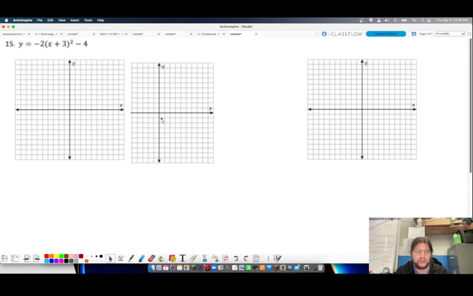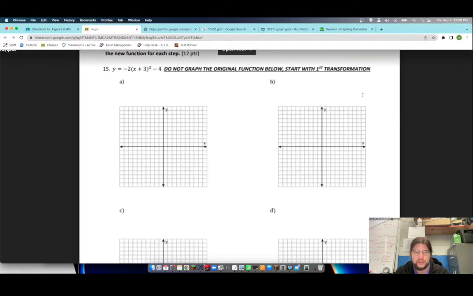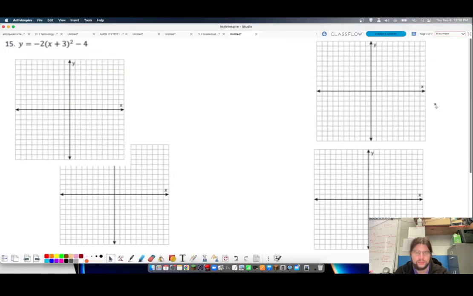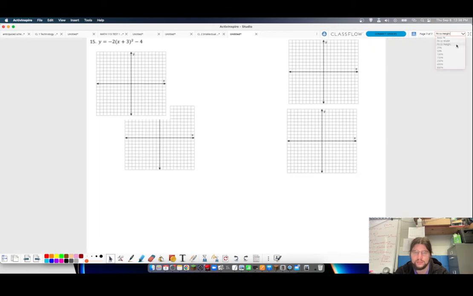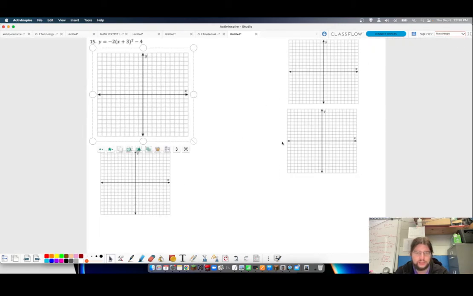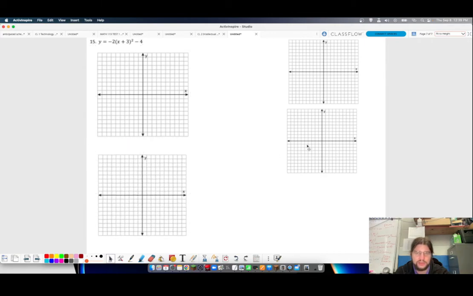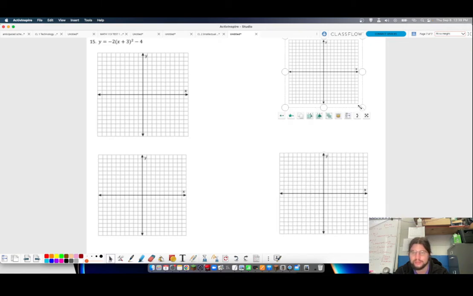And she does not want the original mother function, right? Right. Do not graph the original. So we're going to start with the horizontal shift. Now, personally, I'm going to put the original mother function and put some light dots in pencil.